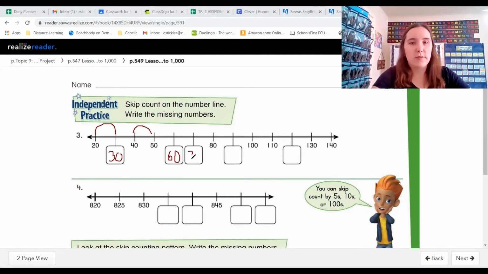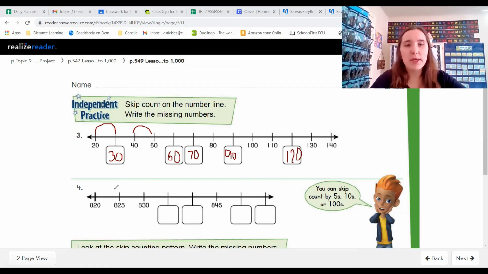7 10s or 70, 8 10s, 9 10s or 90, and then we go 100, 110, 120, 130, 140. So the whole way down, our 10s are increasing by 1. We're skip counting by 10s. Look at number 4 and see if you can figure out what the pattern is and try and find those missing numbers. Pause me and then come back when you think you figured it out.